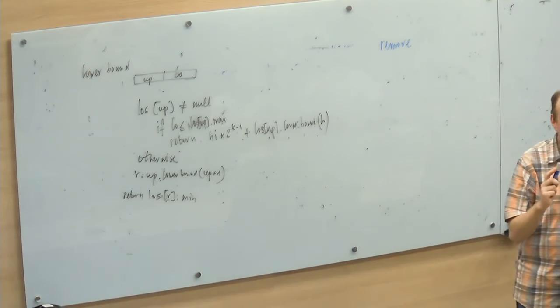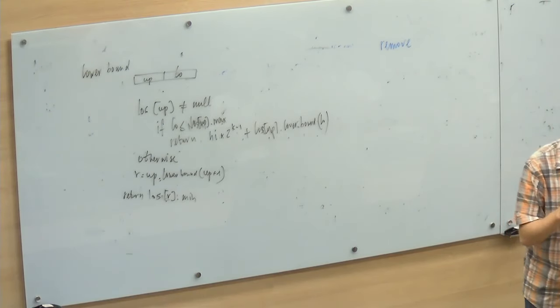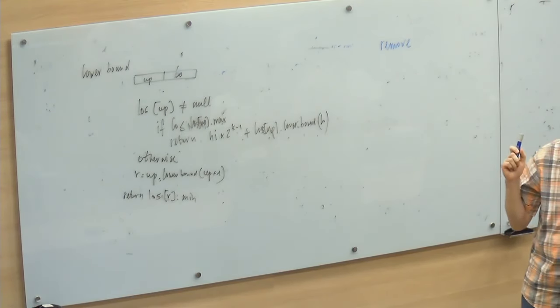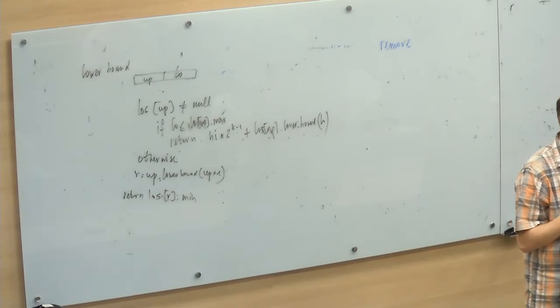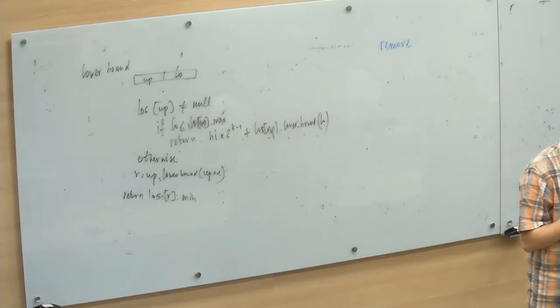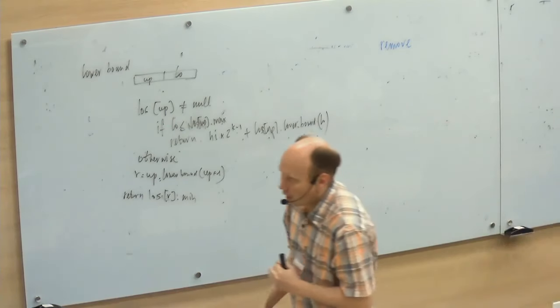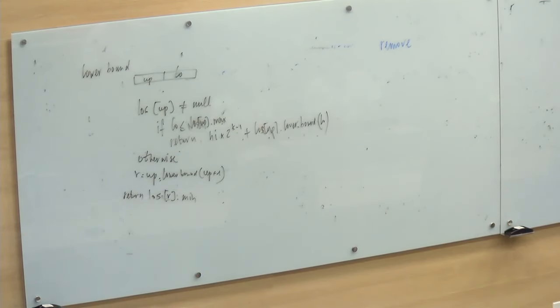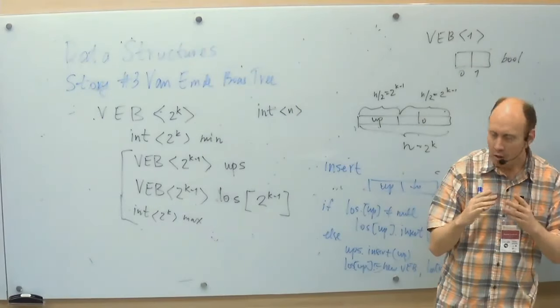Again, the main idea, you see? The main idea is to never make two recursive calls to both ups tree and one of the lows tree. So we investigate first which of the recursive calls to make, and then make only one.